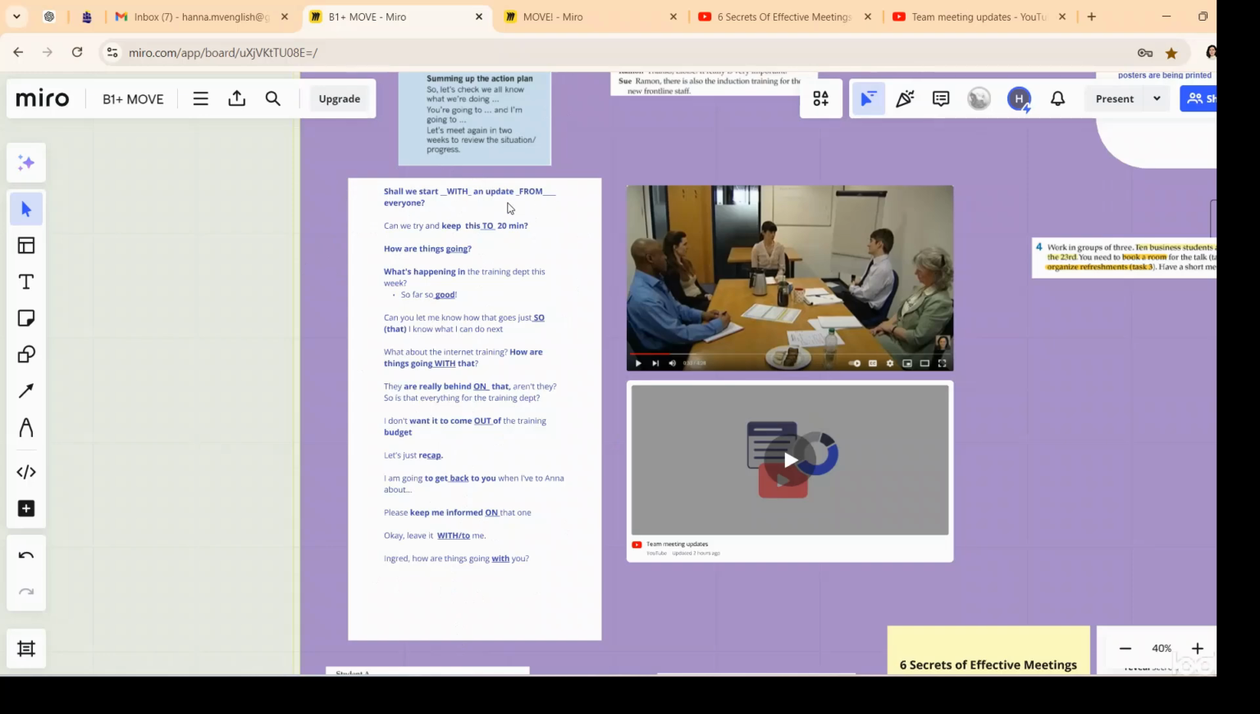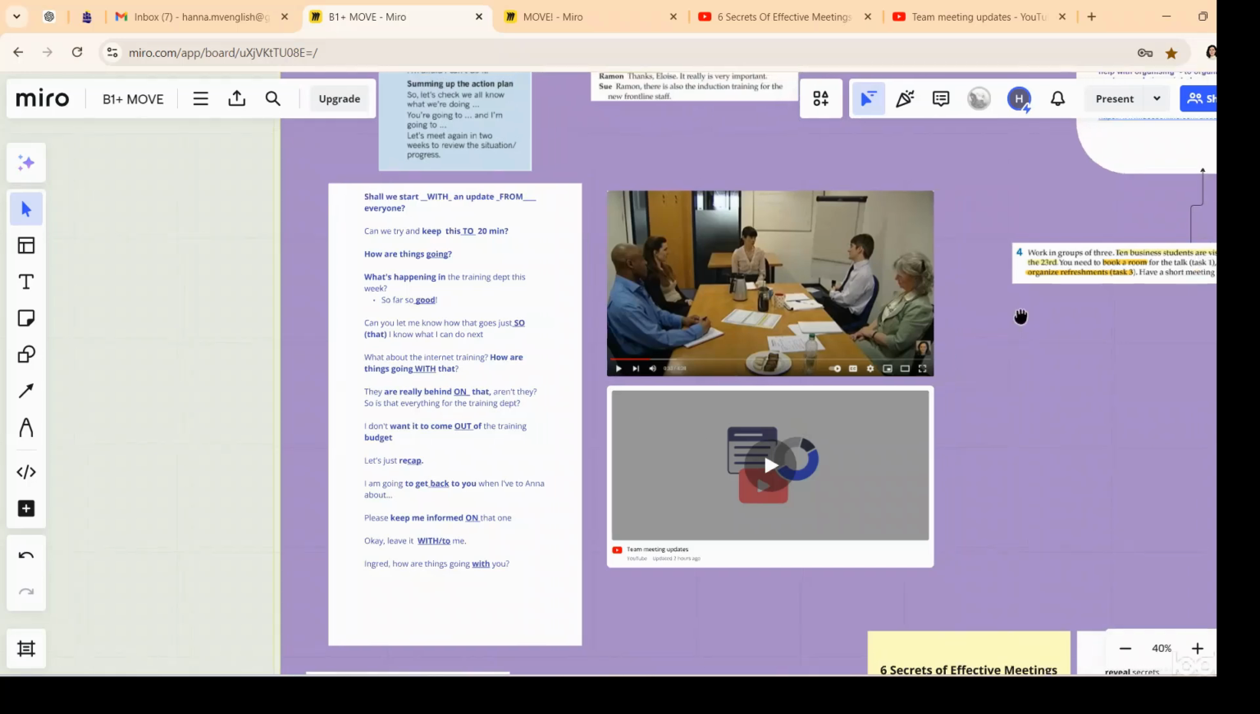For example, "shall we start an update, everyone?" And the students had to fill in, "shall we start with an update from everyone?" So then the students retold everything that was said in the meeting, what it was about, what points were discussed, what updates were provided, what action points were decided on.